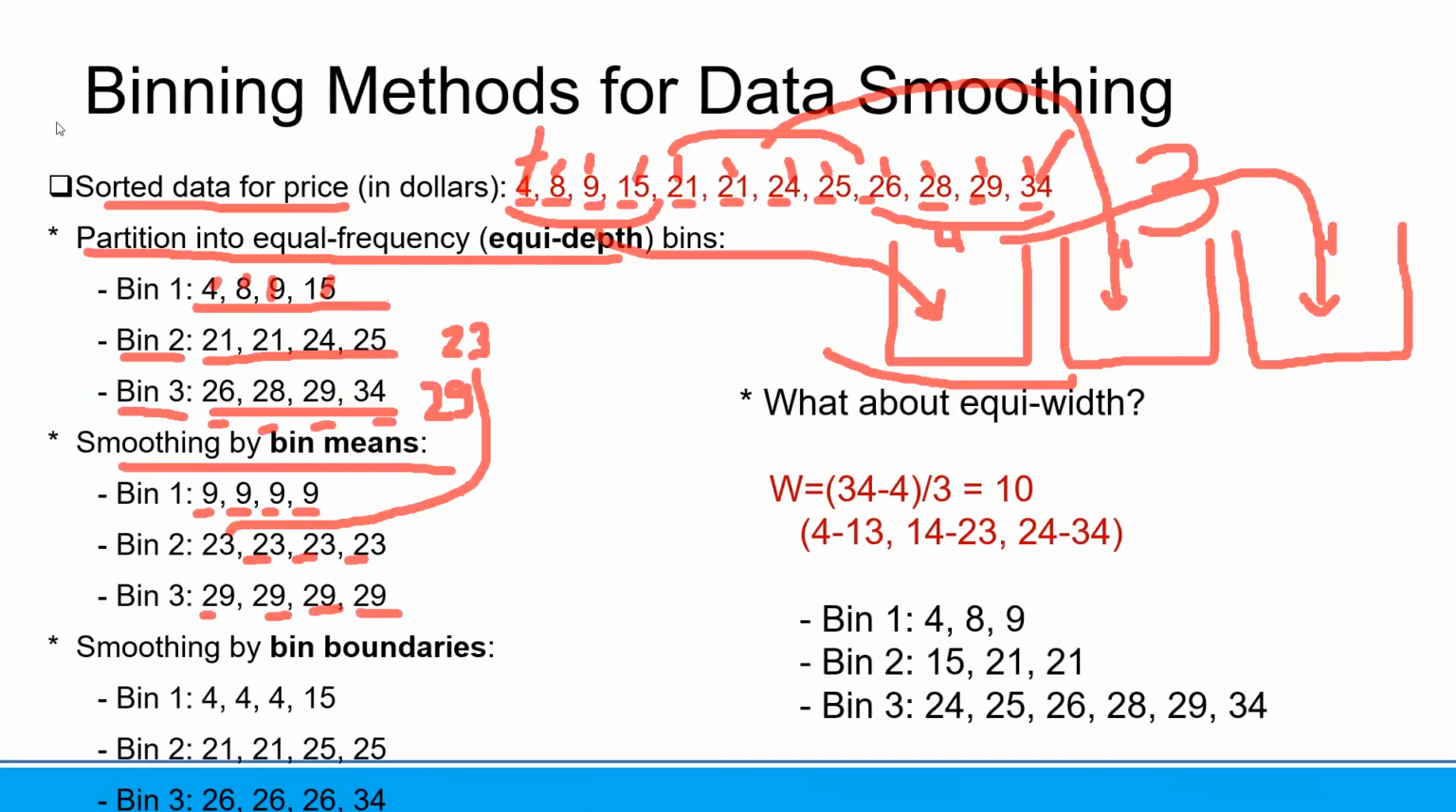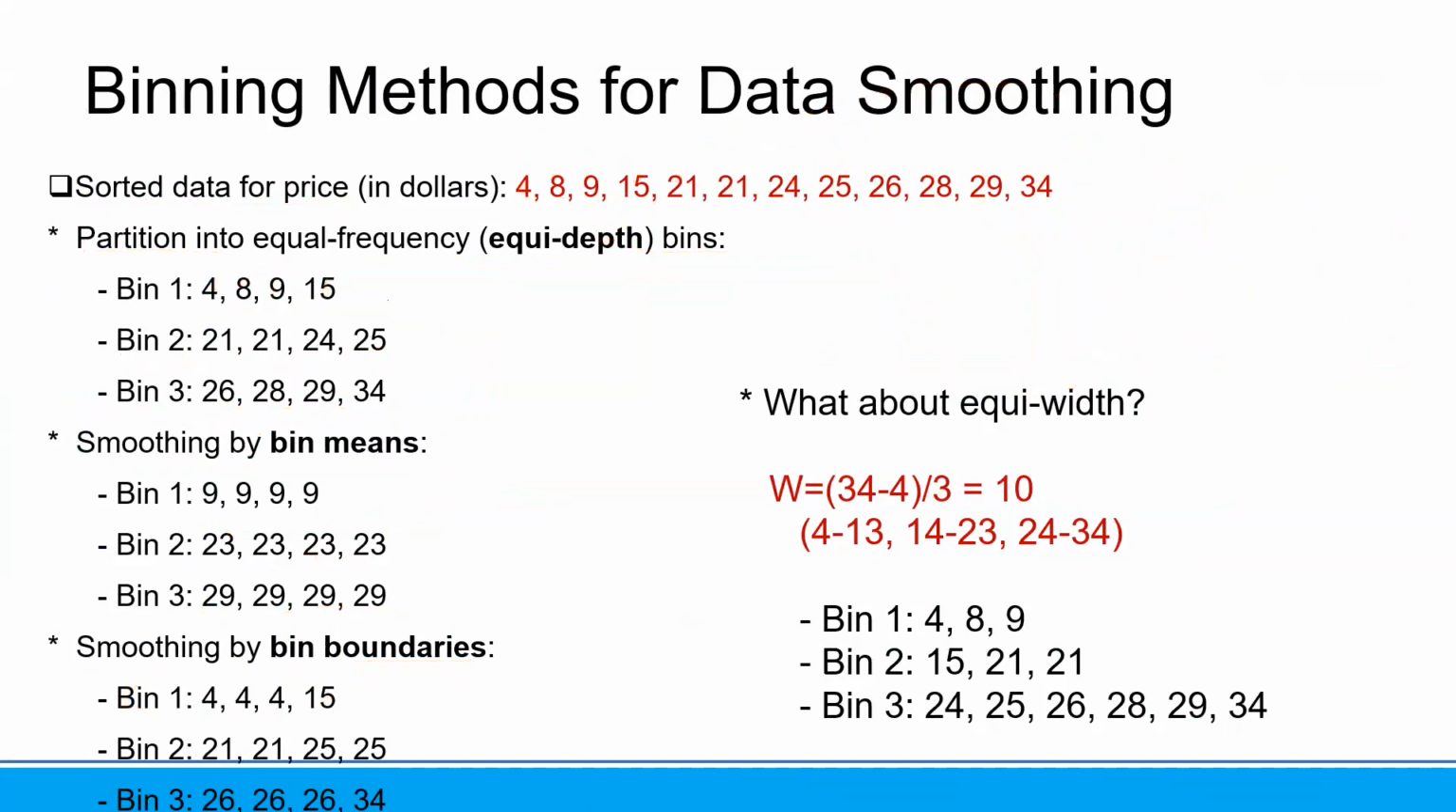Now I would like to check smoothing by bin boundaries. Smoothing by bin boundaries means I would like to change each value based on the nearest minimum or the nearest maximum. That's it. 4 is the minimum, so I will just keep this 4.